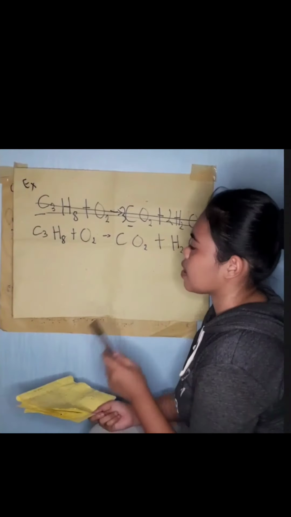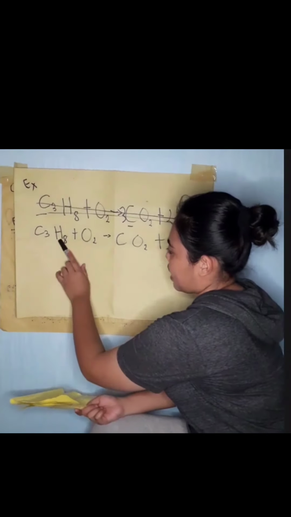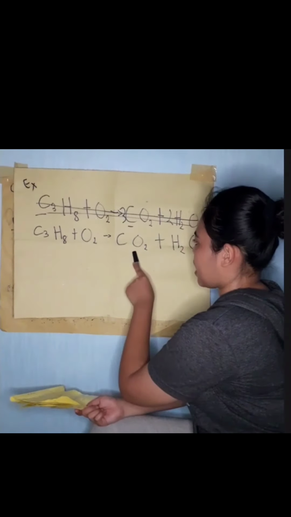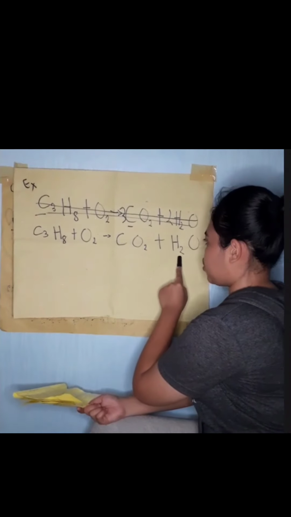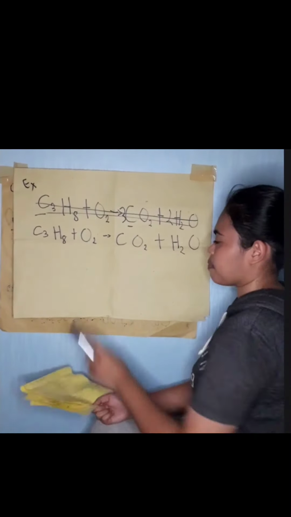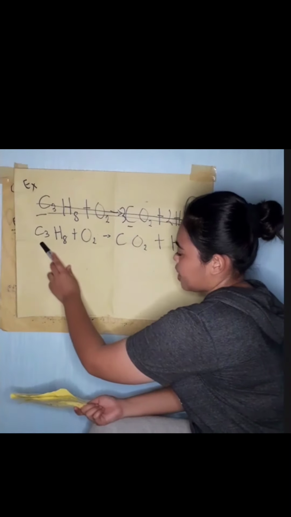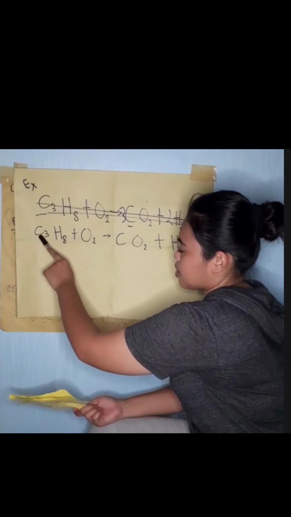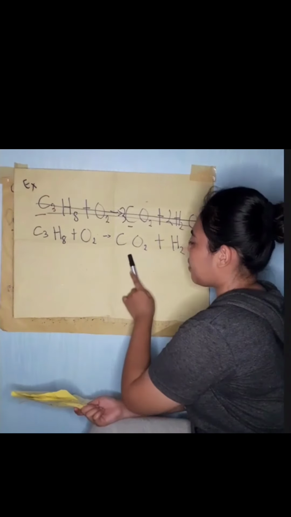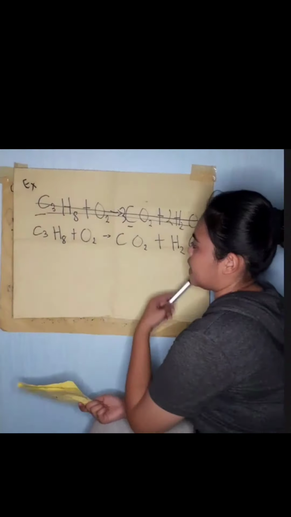Here is another example of combustion reaction. C3H8 plus O2, and at the right side we have CO2 plus H2O. We have carbon, hydrogen, and oxygen. Mapapansin natin na dito ay hindi sila balance kasi sa left side meron tayong carbon and have 3 atoms, at dito naman meron tayong isa. So anong gagawin natin para mabalance sila?